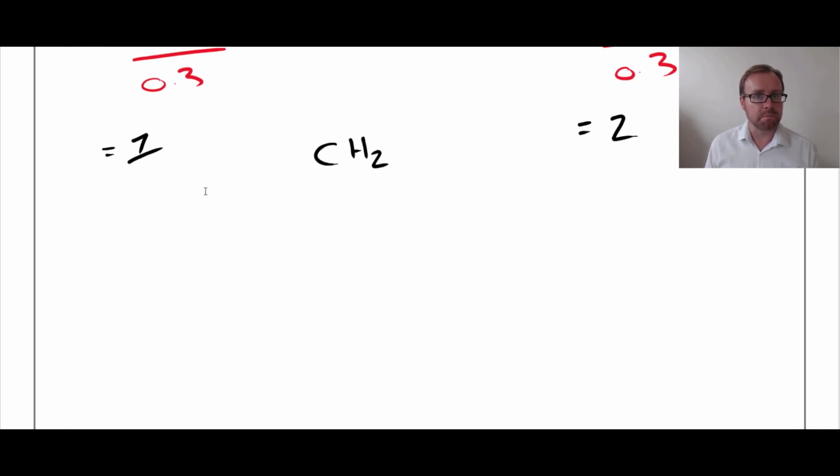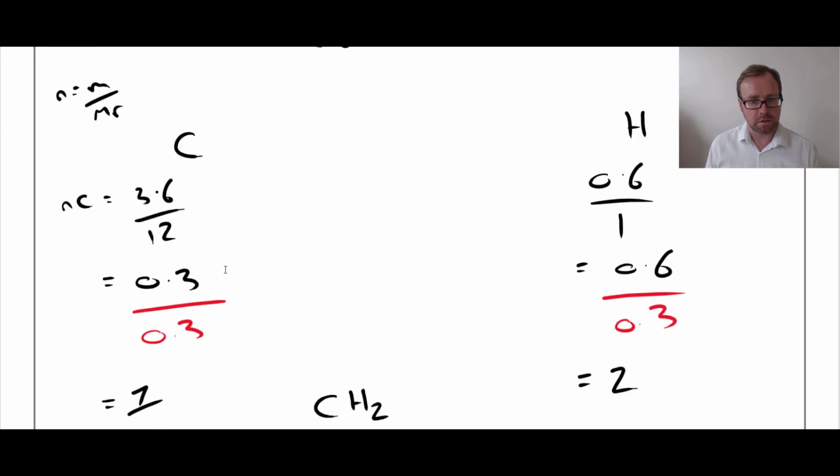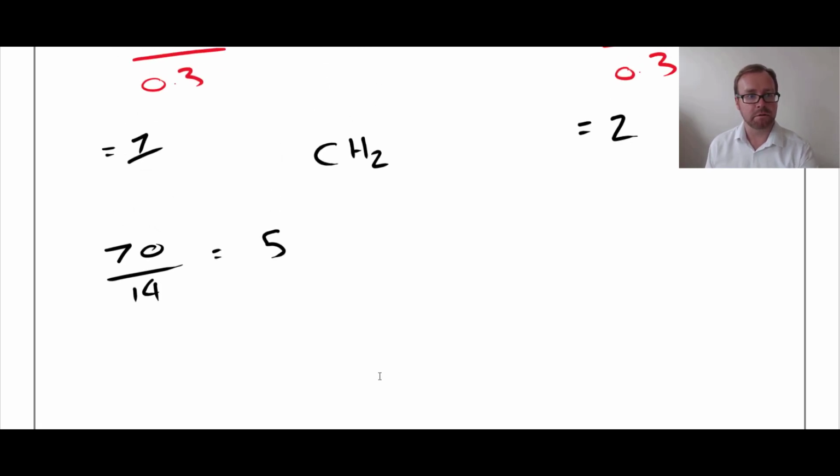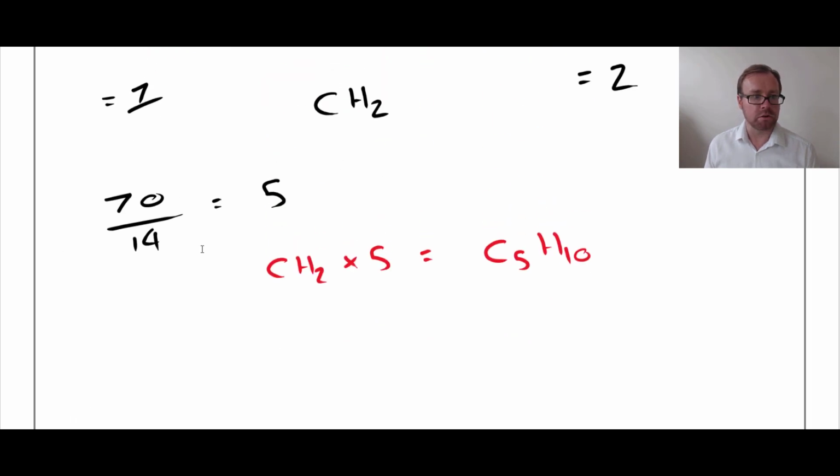I now need to divide my actual MR by the empirical formula MR. So 70 divided by 12 plus 2, which is 14, gives me a value of 5. So this is the number that I need to times my empirical formula by. So CH2 times 5 equals C5H10, and then I can check to make sure my molecular formula is the same.